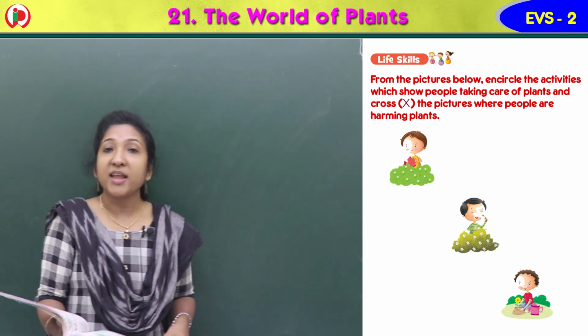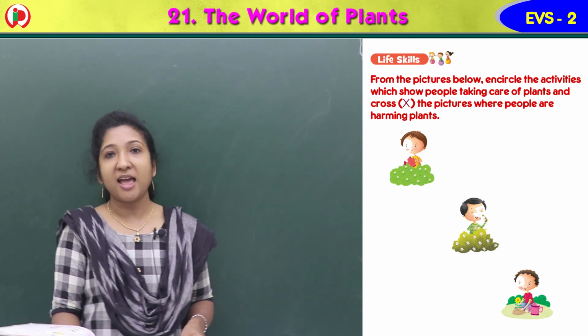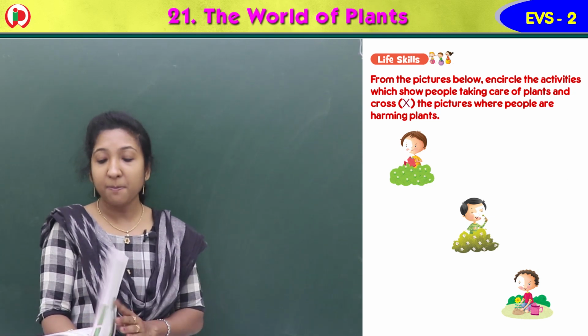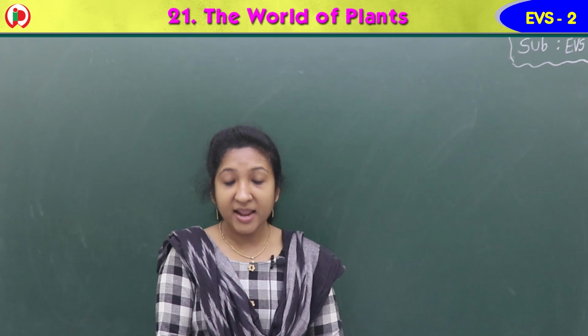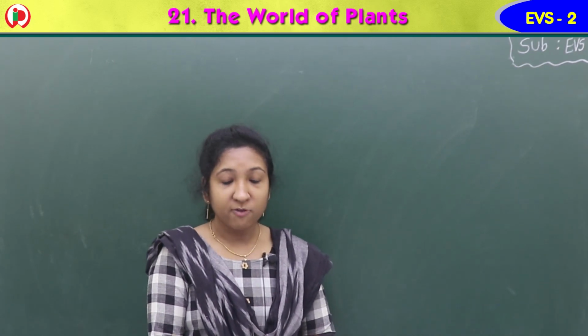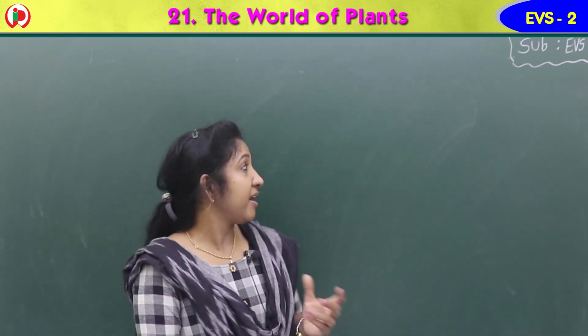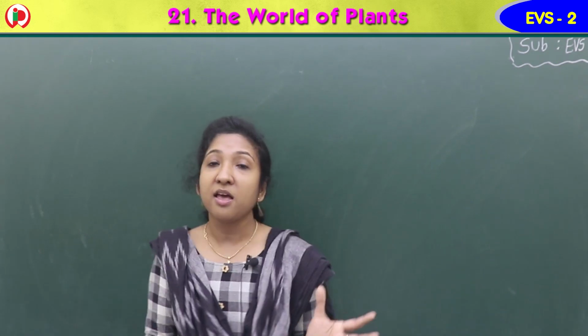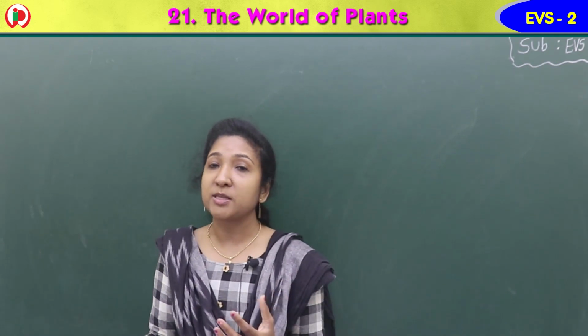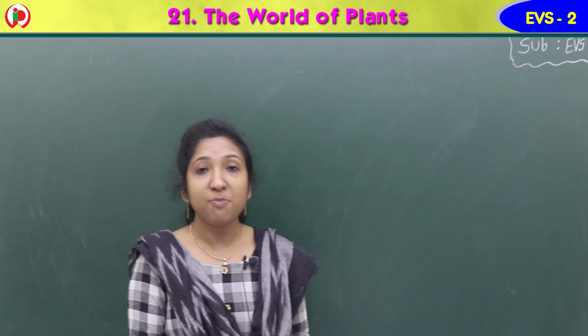So children, we should never harm plants. We should take care of plants, or we should protect the plants. So let's recall, children. What are the main things you learned here? We learned about different types of plants around us, isn't it? Around us we can see many kinds of plants.